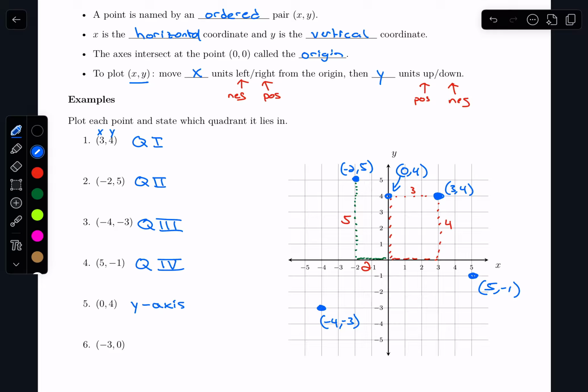And then number 6 is (-3, 0). That means to go 3 left, but do not go up or down at all. So (-3, 0) is going to be right there on the x-axis. And again, the only other case we might have is if the point is (0, 0), that is the origin. It is in none of the quadrants. It's on both axes. Technically, it's in all 4 quadrants, but we just call that the origin for simplicity.